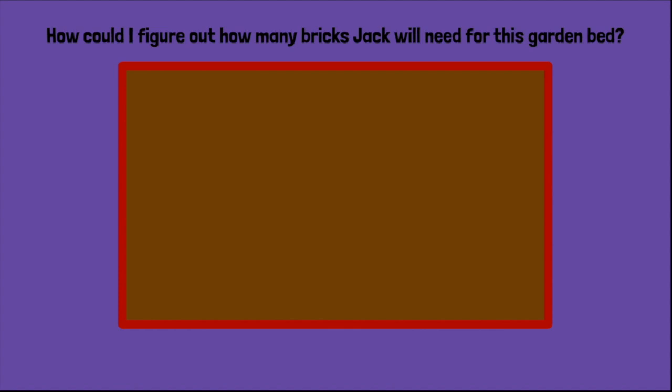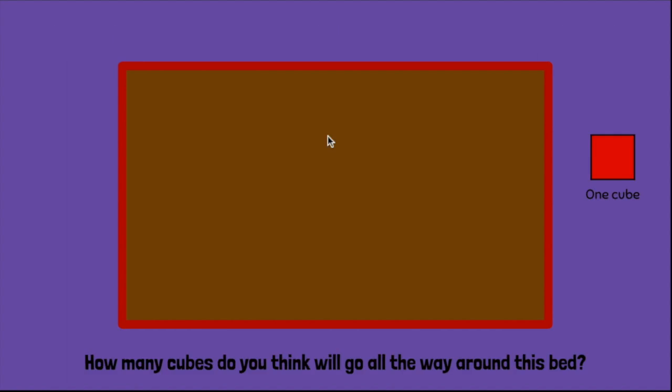How can I figure out how many bricks Jack will need for his garden bed? Which side of the garden bed looks the longest? How can we tell for sure which side is the longest? Do we have a tool that we could use? Could you pull out your Unifix cubes? This is 1 cube. So think, how many would it take to go all the way around this bed?